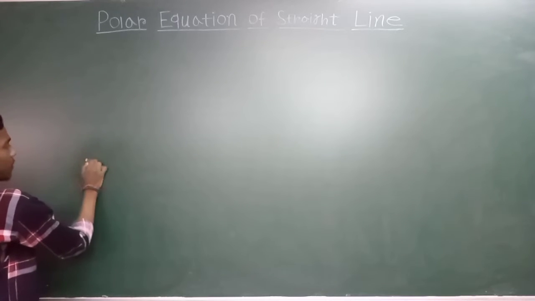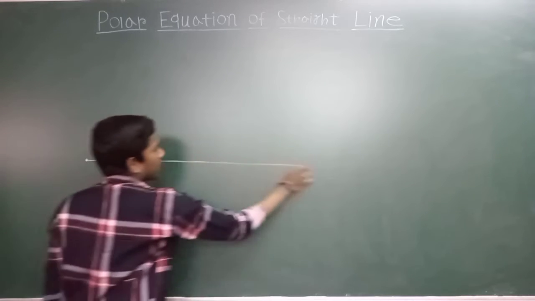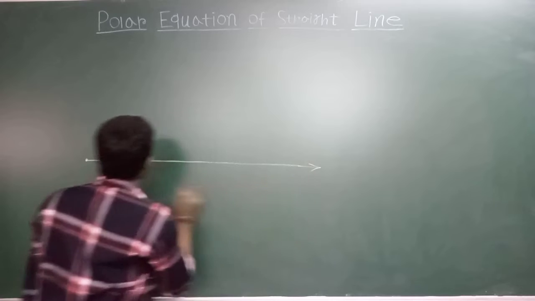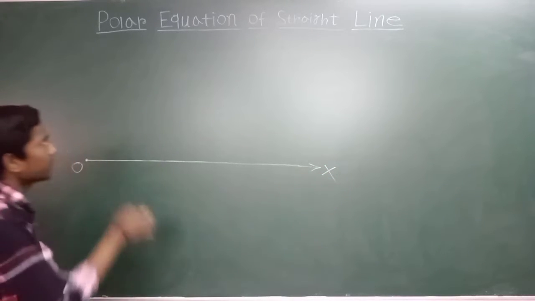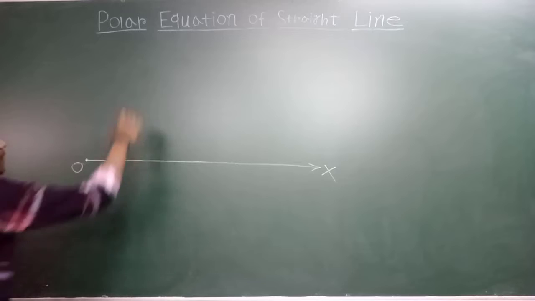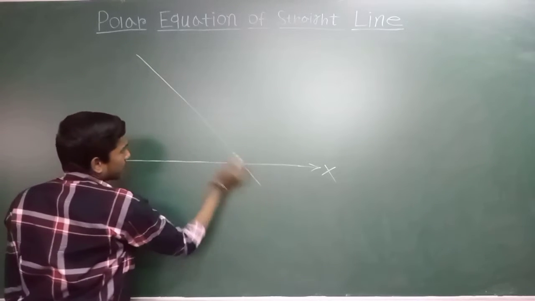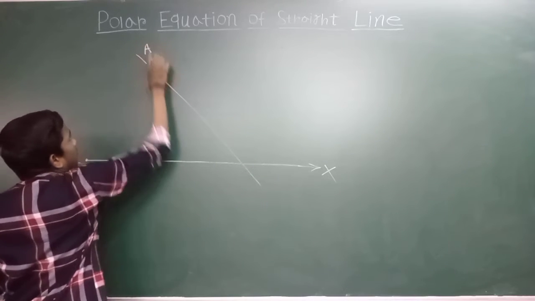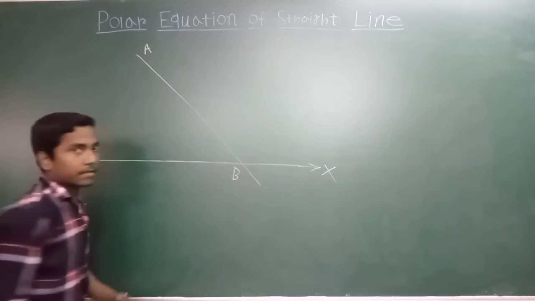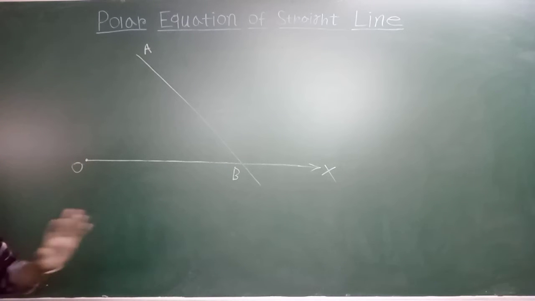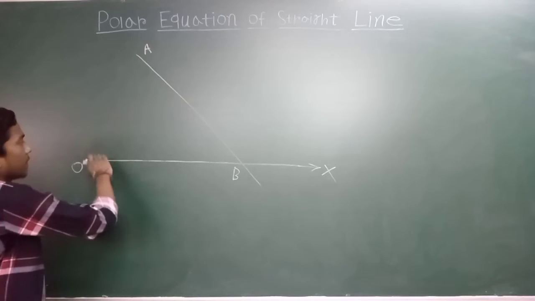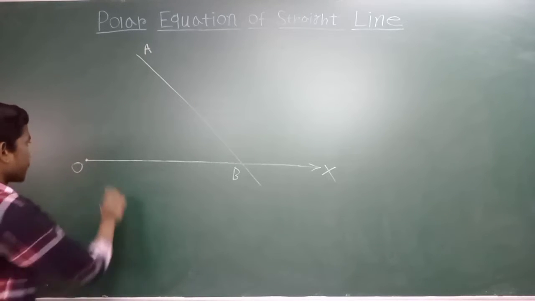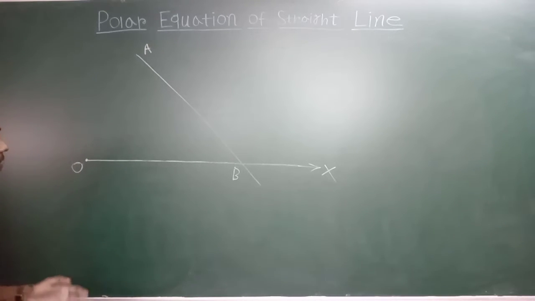So first we draw our polar coordinate system. This is O, our pole, and OX is the initial line. Now there is a straight line AB given in this polar system, and we have to find the equation of this straight line AB using polar coordinates. Now one more thing is given here, that is the distance of this straight line from the pole. Distance means obviously the perpendicular distance.